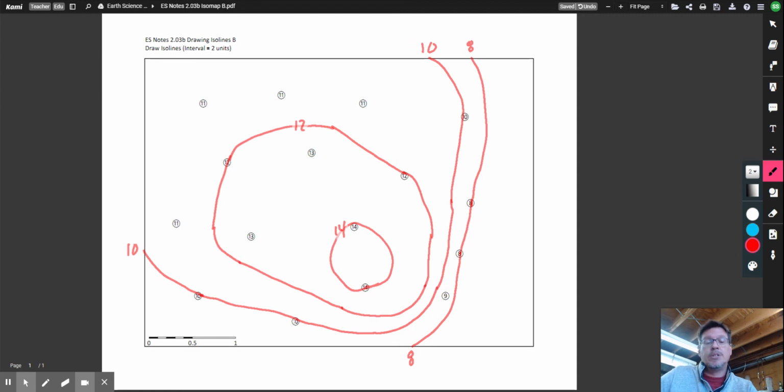All right, so I've got the 8 line, I've got a 10 line, I've got a 12 line, I've got a 14 line. All of the lines are separate. They don't touch or cross. There is a general pattern. The lines either go off the map and they're marked at the margin, or they loop back and connect with itself. And now we're done with drawing isolines B.